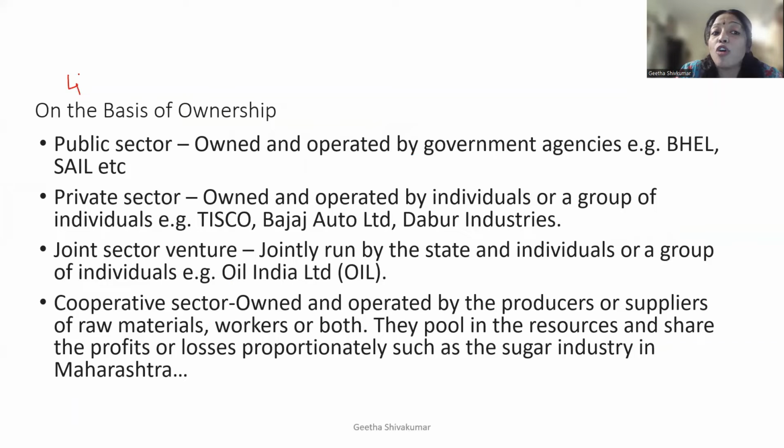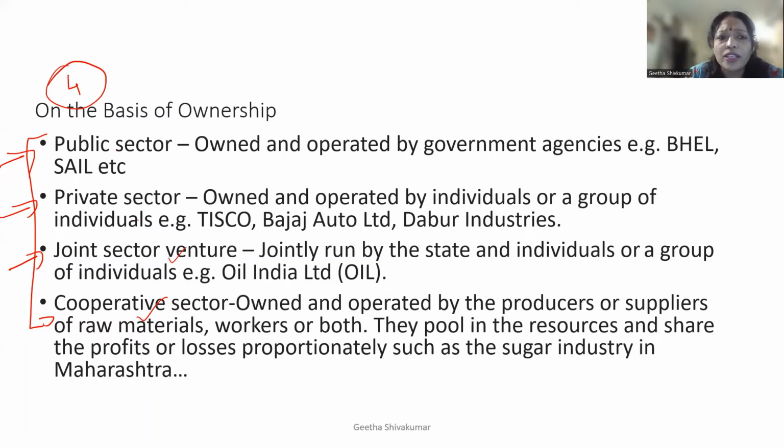Next, on the basis of ownership. When we talk about on the basis of ownership, we have 4 types of industries. The first 2 you have already learned in economics: public sector and private sector. We have even learned about the difference between the public sector and private sector. And then joint venture and cooperative sector. Very simple, don't go with the words.